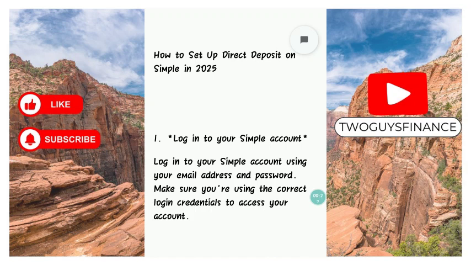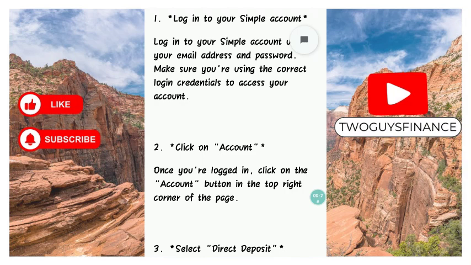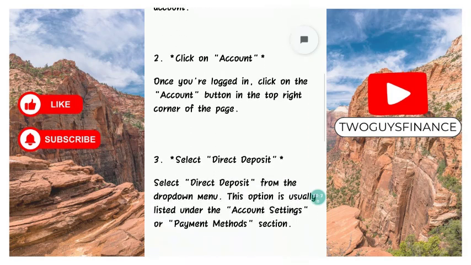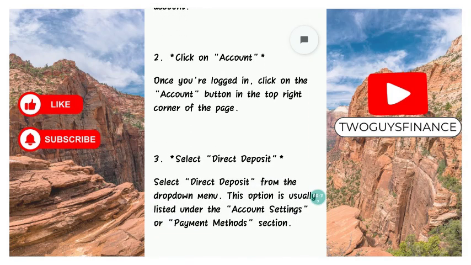So once you're logged into your account, step 2 is going to be to click on the account button that's in the top right corner of the page. Once that's clicked, you're going to select direct deposit from the drop down menu. This option is usually listed under the account settings, or it could be under payment method section. So go on the account settings or payment method section, and then you're going to select direct deposit.